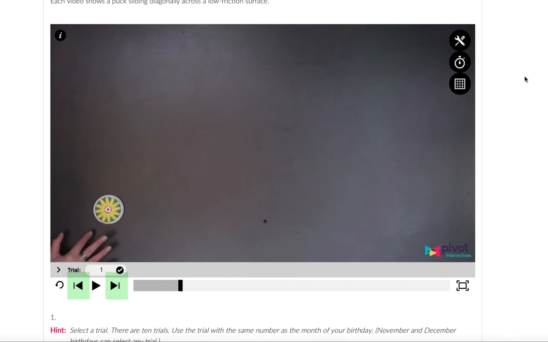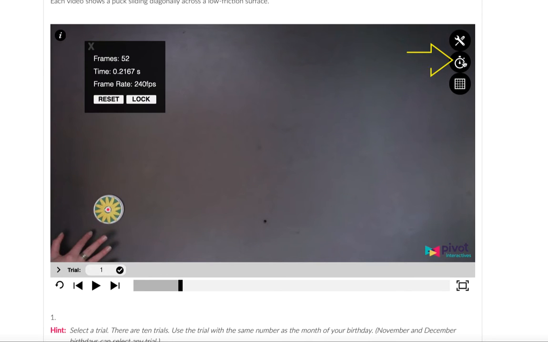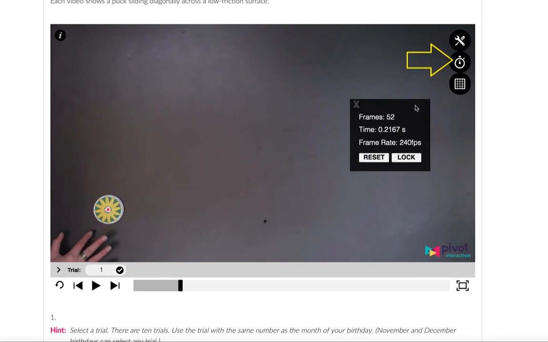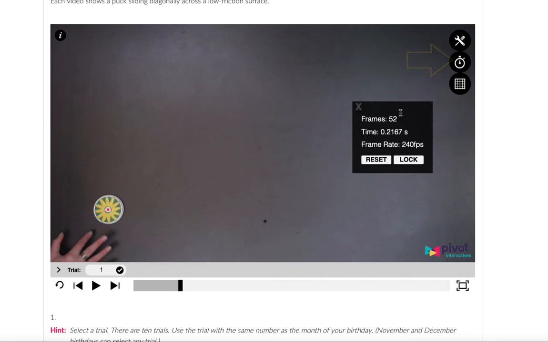If we go to our tools and our timing tool, which is pretty much in every Pivot video we interact with, we can see that we're given the frames, but more importantly, we're given the real time, the 0.2167 seconds here, for example. As I advance it frame by frame, I'm seeing the motion frame by frame and the time as well.